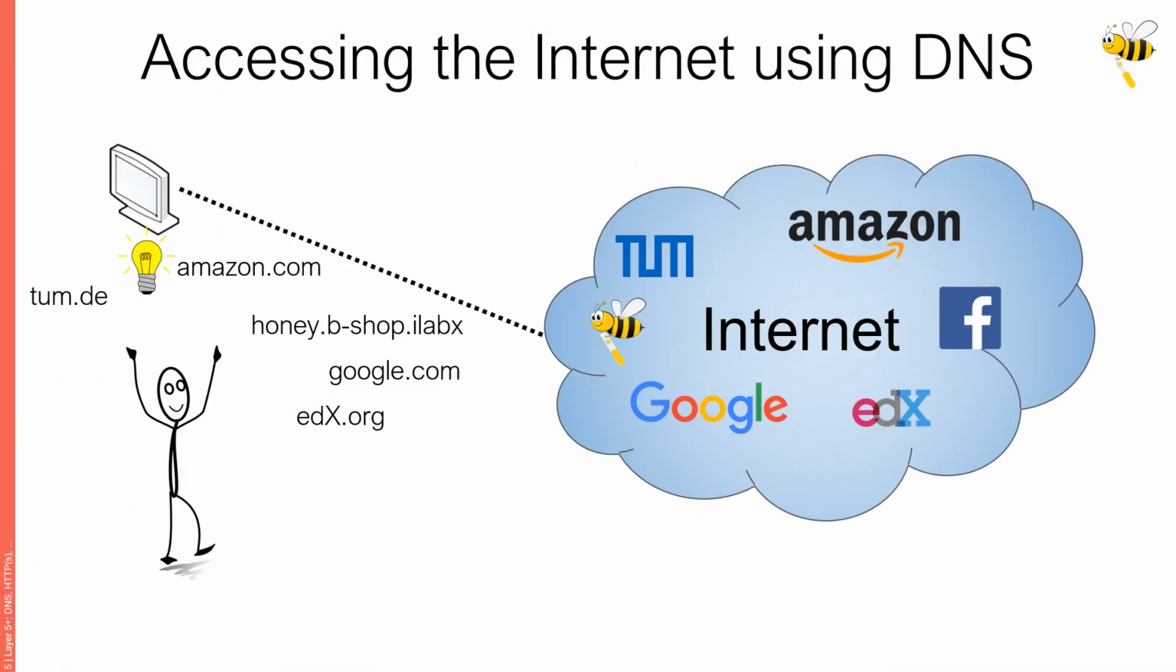The job of the domain name system is to translate between domain names and the according IP addresses. So instead of typing IP addresses, we use domain names like tum.de, google.com, or edx.org. These are way easier to remember, and we don't have to bother with the actual address of the server behind it. In our case in the lab, we will have a more specific look at the honey.b-shop.ilabx domain, which we use to set up our own domain names and DNS system.